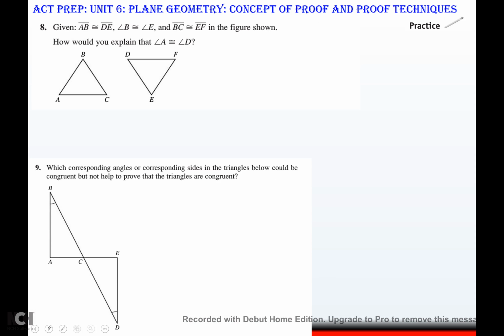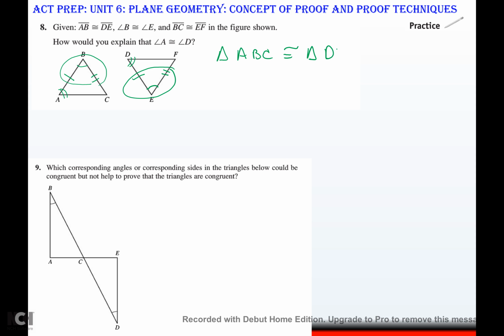Alright. So number 8, it says, given that AB is congruent to DE, and angle B is congruent to angle E, and BC is congruent to EF, how would you explain that angle A is equal to angle D? Well, again, what they gave me was side, angle, side. So I can say that triangle ABC is congruent to triangle, got to put it in the right order.